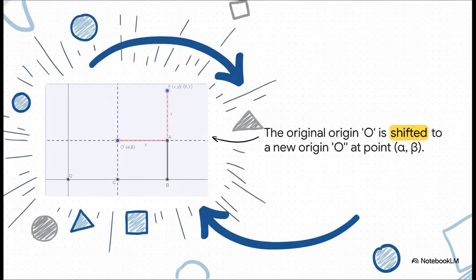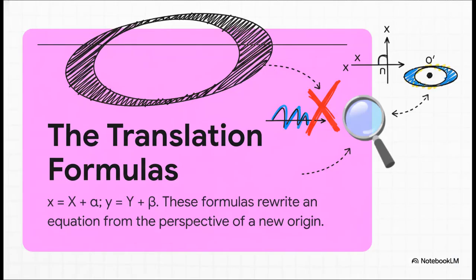Notice, we're not tilting or turning anything. We're just sliding our whole grid over. And these are the simple formulas that let us do it. By plugging these into our big, messy equation, we can choose our new origin, O prime, so perfectly that those pesky X and Y terms just vanish. We've basically recentered the whole shape.